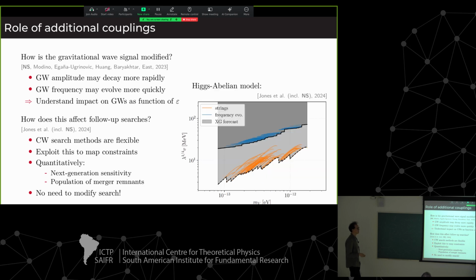And then you can do the exact same thing for the axion model. The couplings are a bit less meaningful perhaps, but the story is identical. You just need to understand exactly how the frequency evolution changes with the coupling parameters, and then you can place constraints.